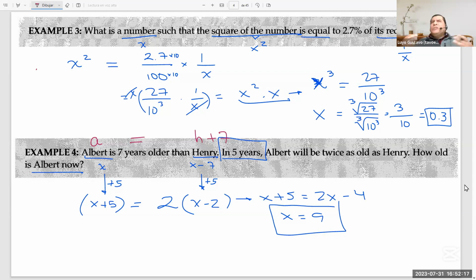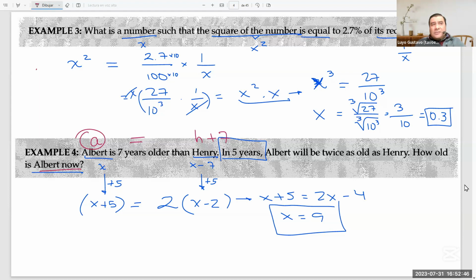For example, if the question were, how old will Albert be in 5 years? Don't define as your unknown the age of Albert in 5 years like the variable x, the age in 5 years. Define your variable for the present age and then what they're asking you in terms of the present age. For example, here, they ask you directly the present age. So no problem, this is our unknown, A. A equals H plus 7.